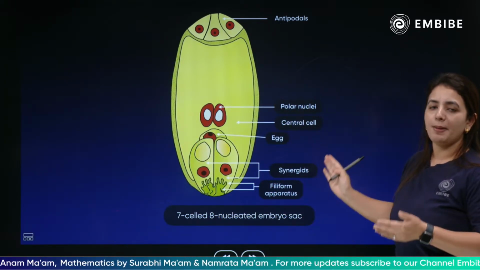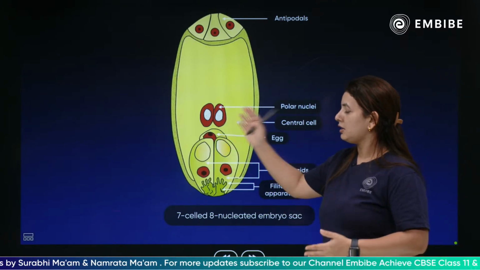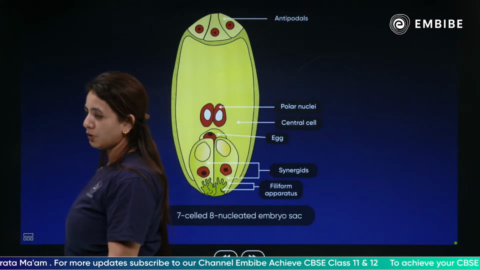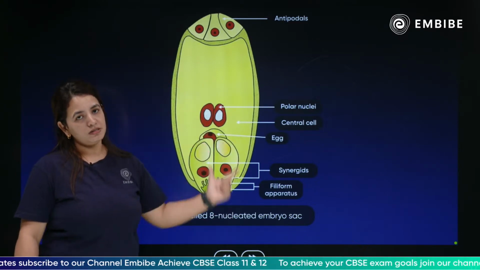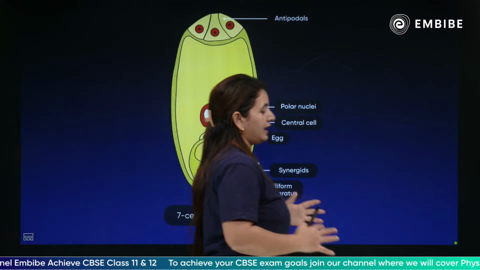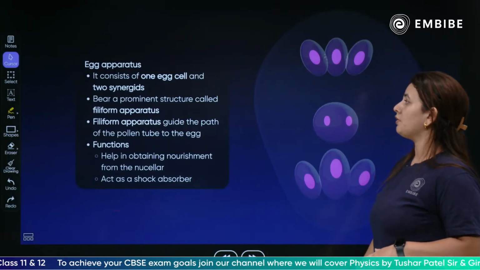The filiform apparatus guides the male gamete to go through the micropylar region and fuse with the egg cell. So this is the structure of your embryo sac. Clear? I hope this is clear. The 7-celled and 8 nucleated stage is absolutely important from your examination point of view.